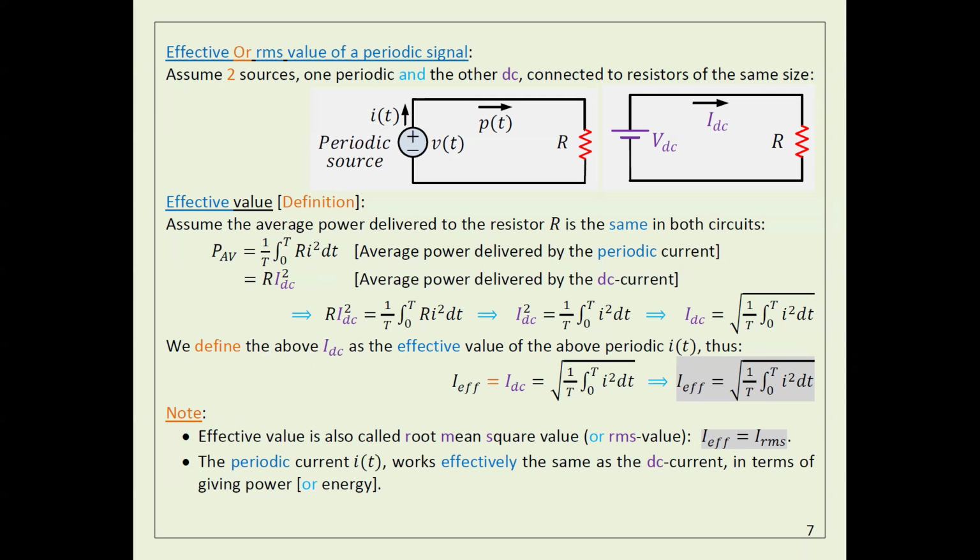I_DC should equal the square root of 1 over T times the integration from 0 to T of i squared dt. This is a general formula you can use for any signal, whether a square signal or sinusoidal. If I apply this formula to a sinusoidal, it becomes what I told you: I maximum divided by square root of 2, or V maximum divided by square root of 2. That is the effective value or RMS value. So the reduced current works effectively the same as the DC current in terms of the power given. This is the meaning of RMS.